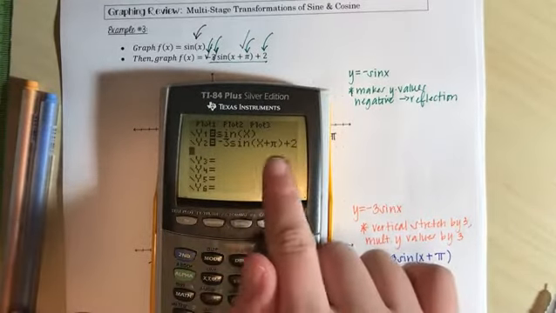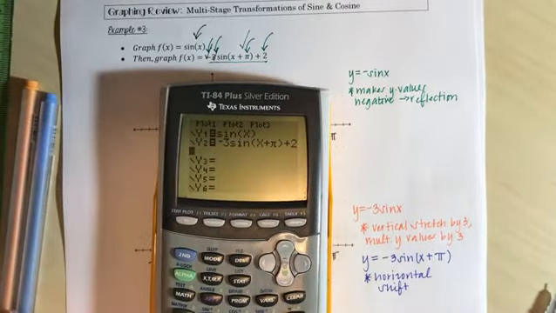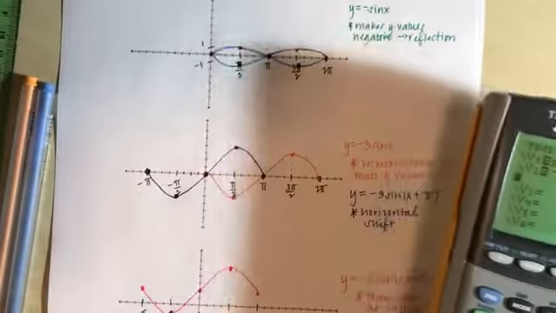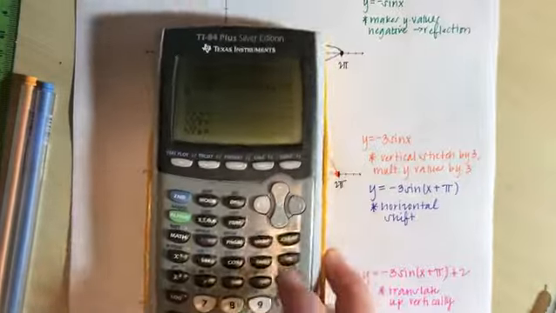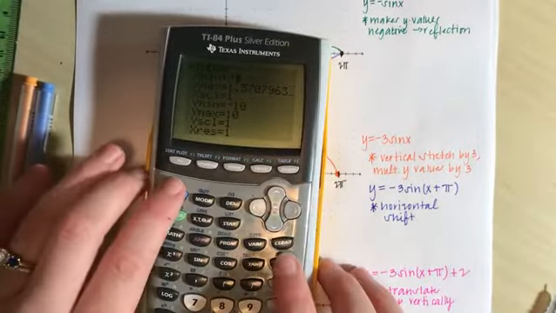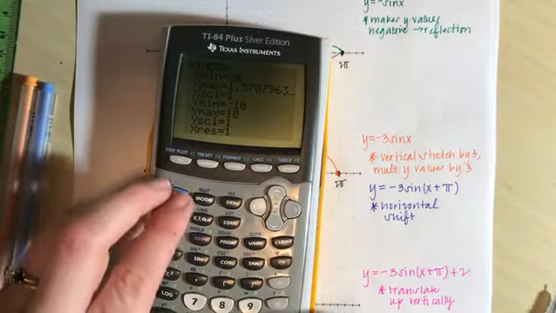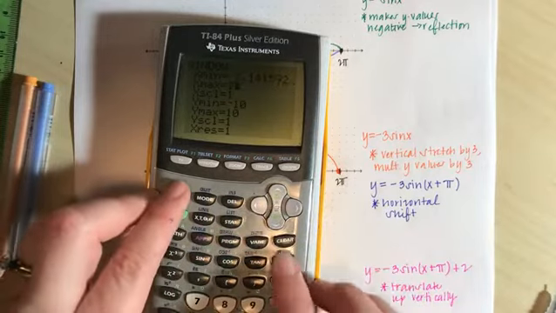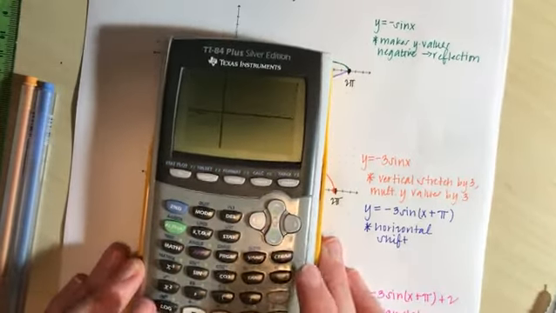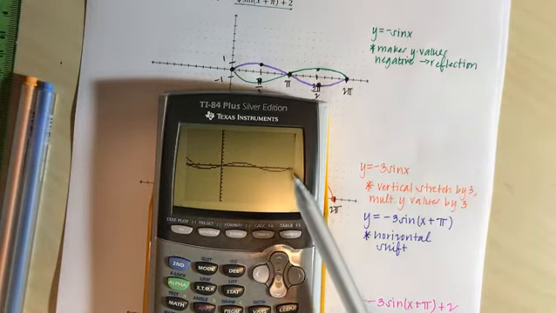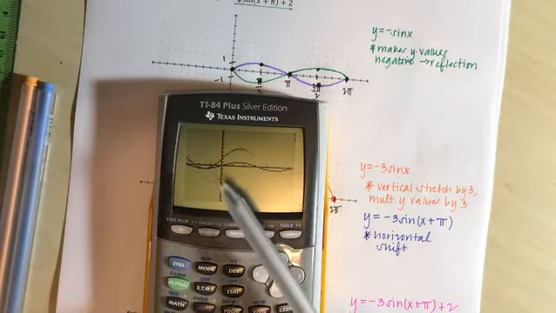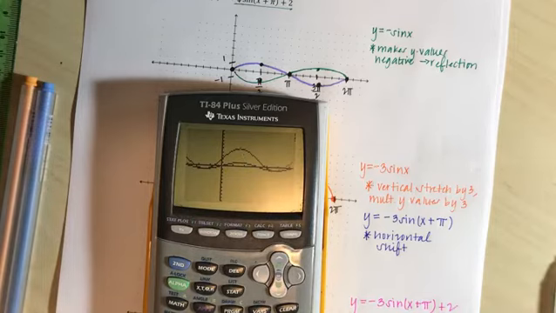Now, regular sine goes from 0 to 2 pi. It's full cycle. This guy is going from negative pi to positive pi. So if I graph, I probably want to go from negative pi where one of them begins and positive 2 pi where the other one ends. So the first graph that comes up here, that's our regular sine. Then this next graph is the changed one.